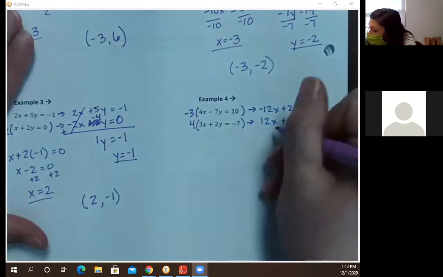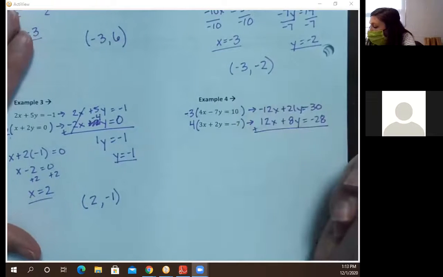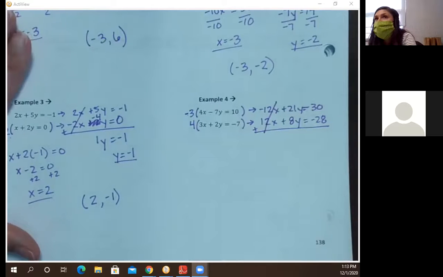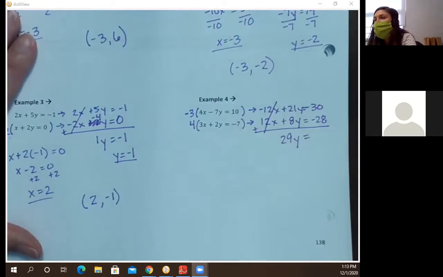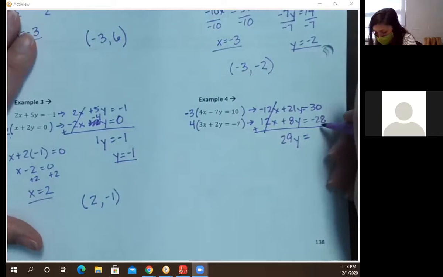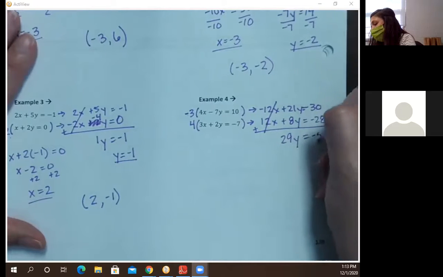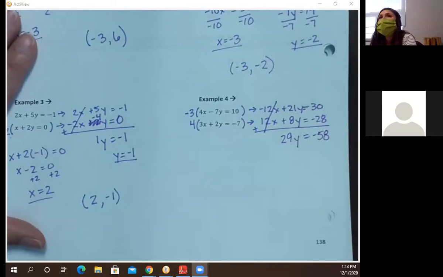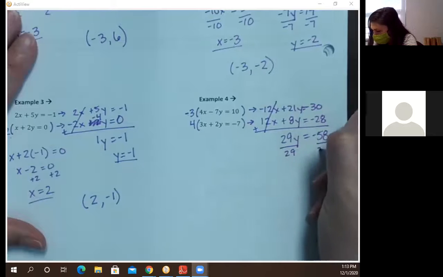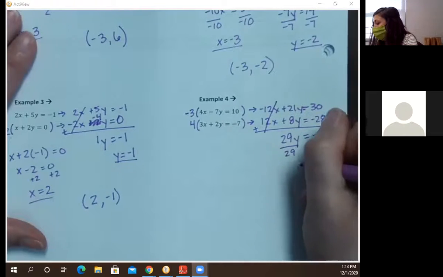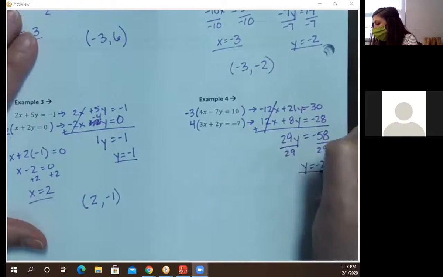So when I add them together, my x's are gone because negative 12x and positive 12x is 0. 21y plus 8y is 29y. And on the other side of my equal sign, negative 30 minus 28 is negative 58. Now to get y by itself, I'm going to divide both sides by 29. And we get y to be negative 2.